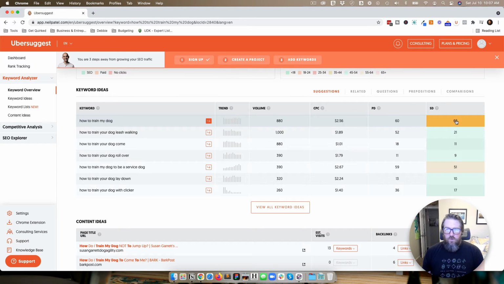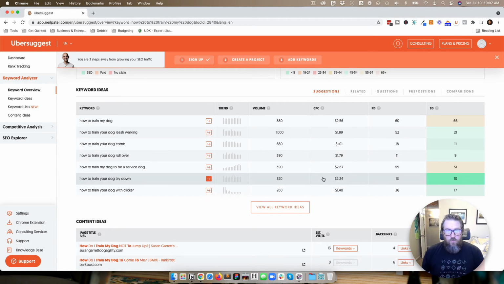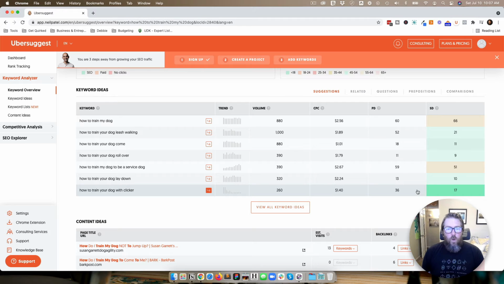So you've got a high difficulty level, whereas how to train your dog leash walking, very low, well, relatively low, not very low, competition there, meaning that could be a really good area if you are a dog trainer, or you sell dog treats, or maybe you have a physical pet store. Things like that are very cool to see. And all of this you get for free. So this is great information about what you could either pivot into or create something new for your business.